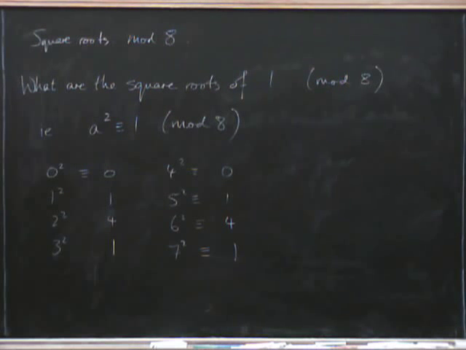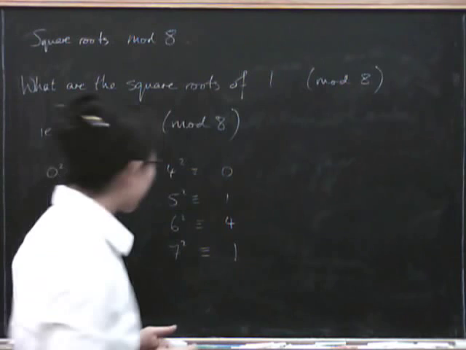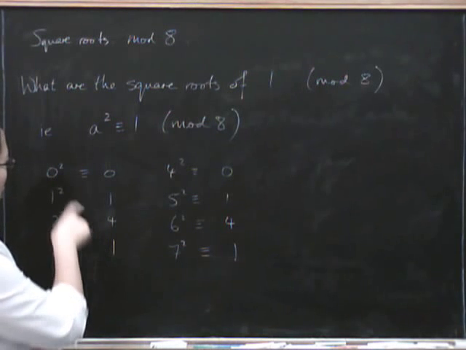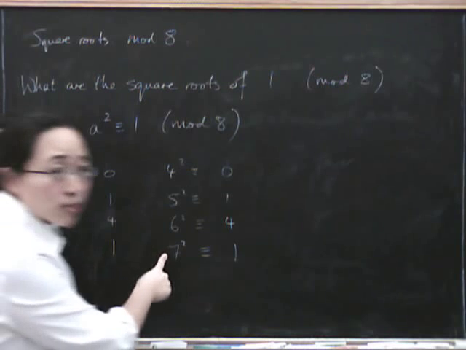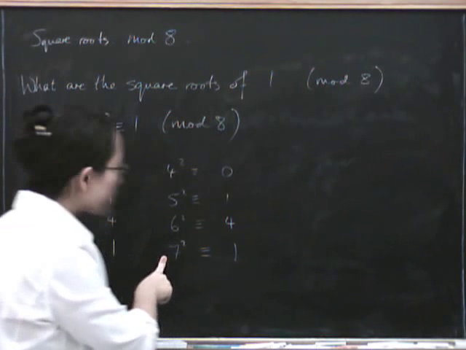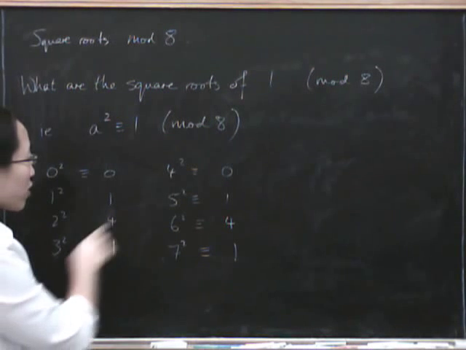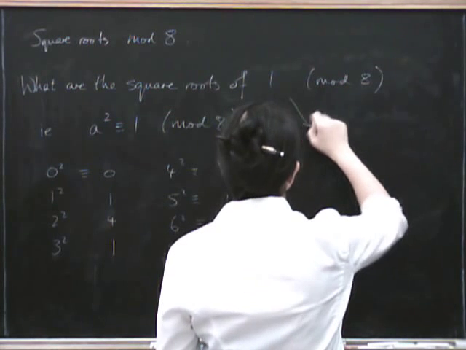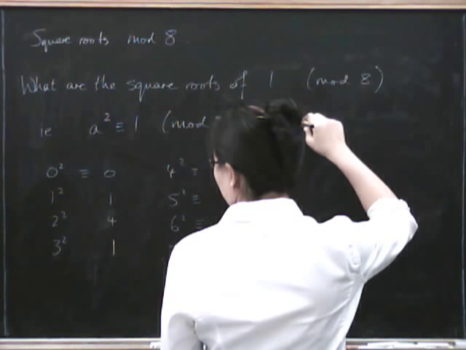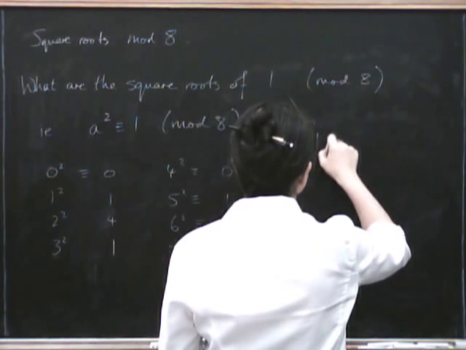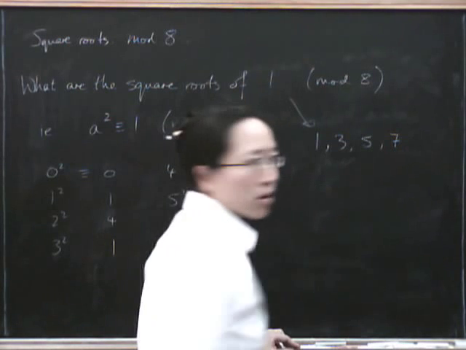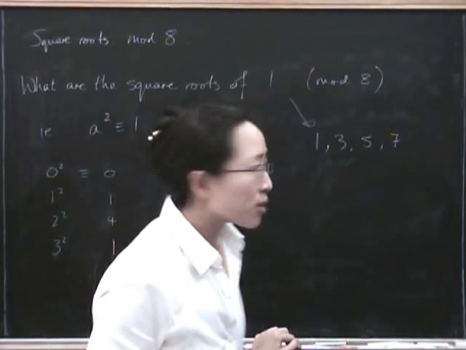So, this is a bit strange now, isn't it? Look, 1 has several square roots. It's got 1 and it's got 7, which is minus 1, so those are the ones we would expect. But it's also got 3 and 5. So the square roots of 1 are 1, 3, 5, and 7. Well, that's a bit strange. We've got 4 square roots of 1.